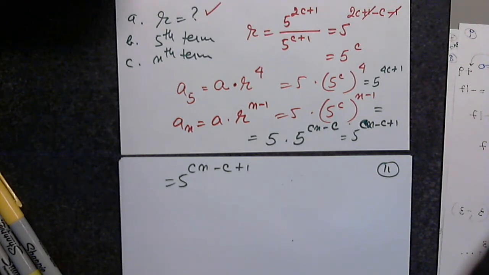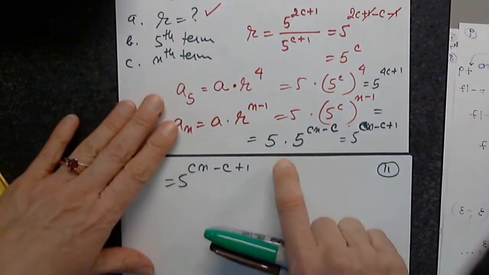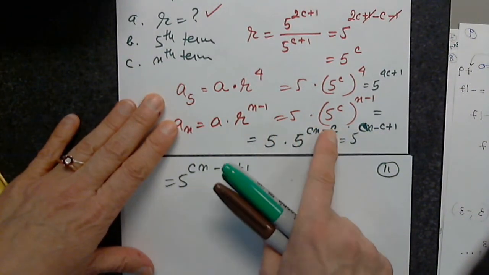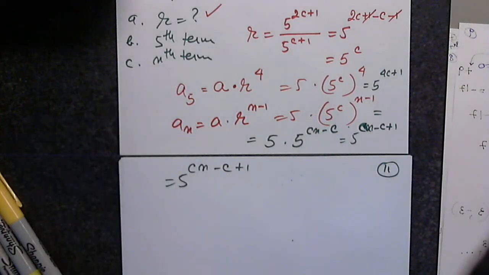Where's the plus 1 coming from? Oh. Copy the base, add the exponents. Oh, yeah.